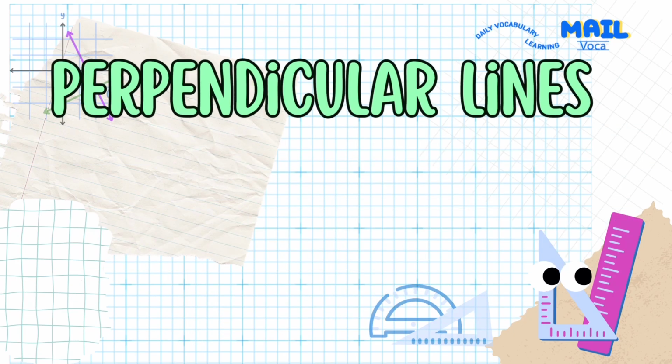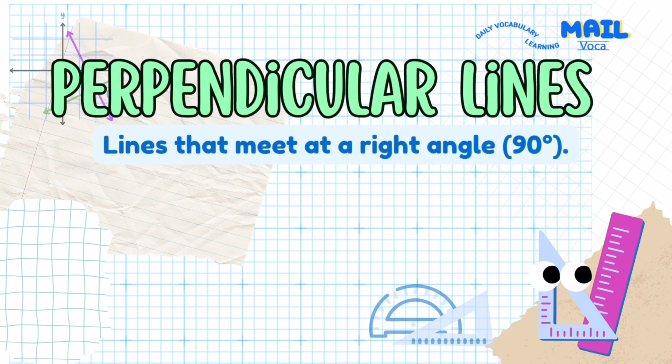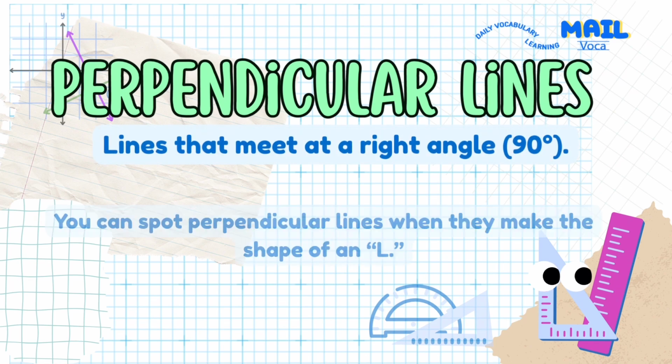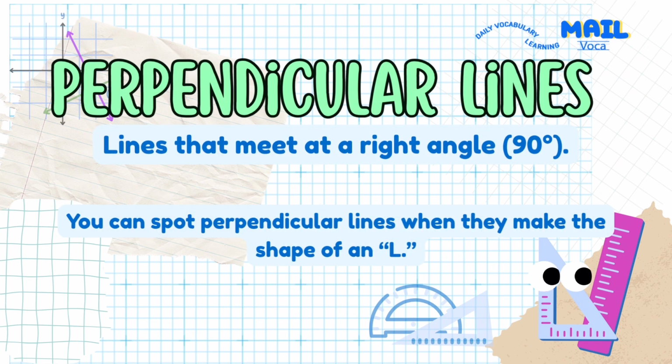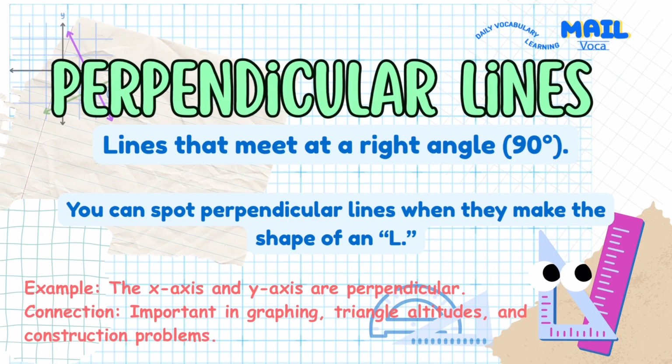Perpendicular lines. Lines that meet at a right angle, 90 degrees. You can spot perpendicular lines when they make the shape of an L. Example, the x-axis and y-axis are perpendicular. Connection, important in graphing, triangle altitudes, and construction problems.